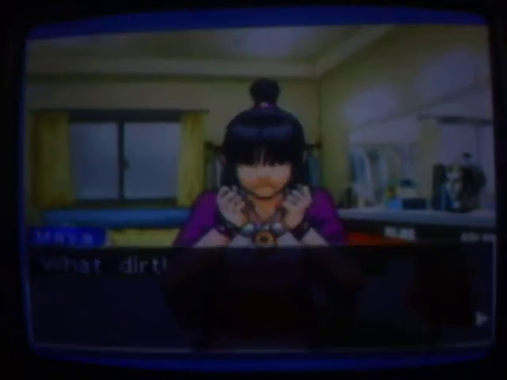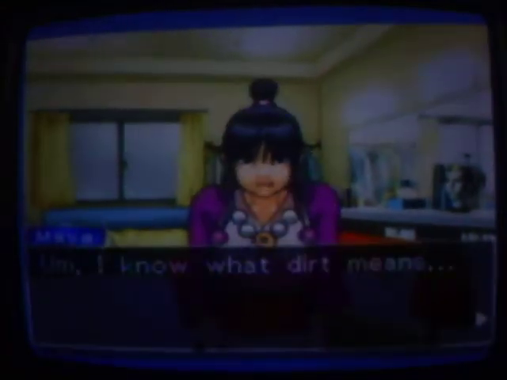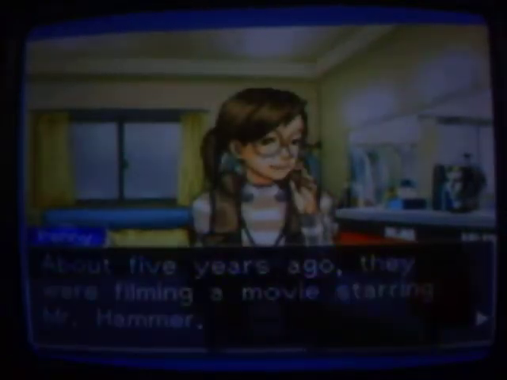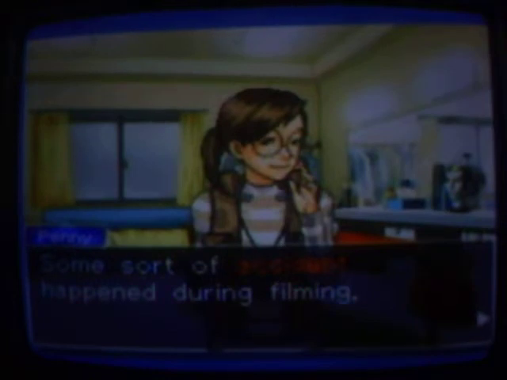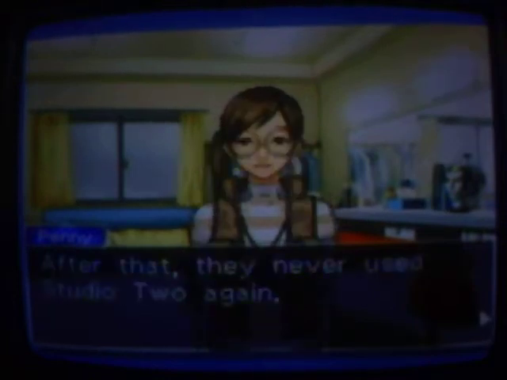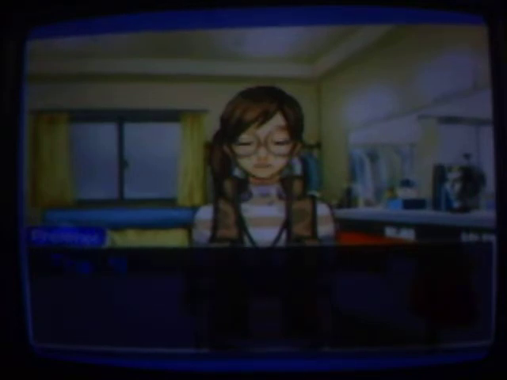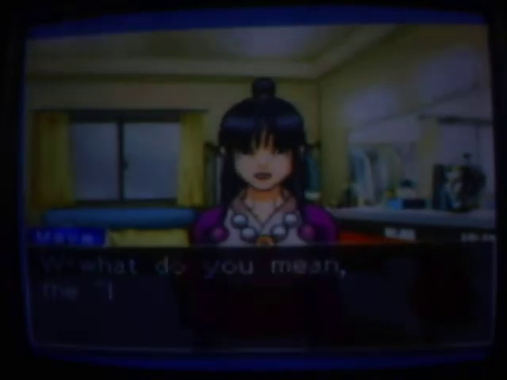Some dirt? What dirt? Dirt. You know, bad stuff. I know what dirt means. About 5 years ago, they were filming a movie starring Mr. Hammer. They were using the new Studio 2. Some sort of accident happened during filming. After that, they never used Studio 2 again. They left the film set, though, the way it was, too. The film set? Was that trailer part of the film set, then? The last episode? Well, what do you mean the last Steel Samurai?